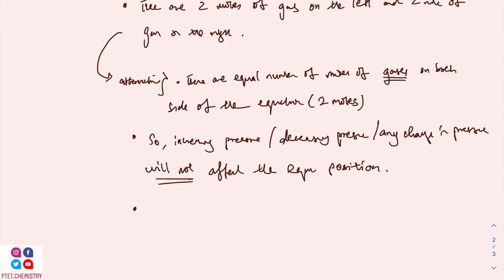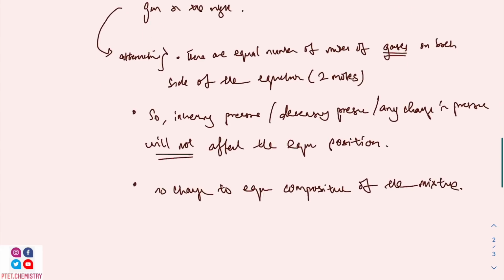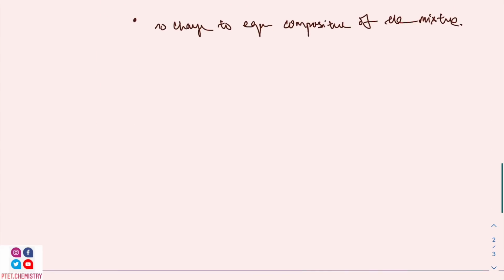Therefore, it will not change. Equilibrium position will not change, meaning it's not affected. Therefore, no change to the equilibrium composition of the mixture. If you do not change the equilibrium composition of any of these, that means when you change pressure, increasing or decreasing, the concentration of these are not going to change at all because the equilibrium positions are not affected. All right, so I hope that makes sense then. Next time, I'm going to talk a little bit more on concentration.